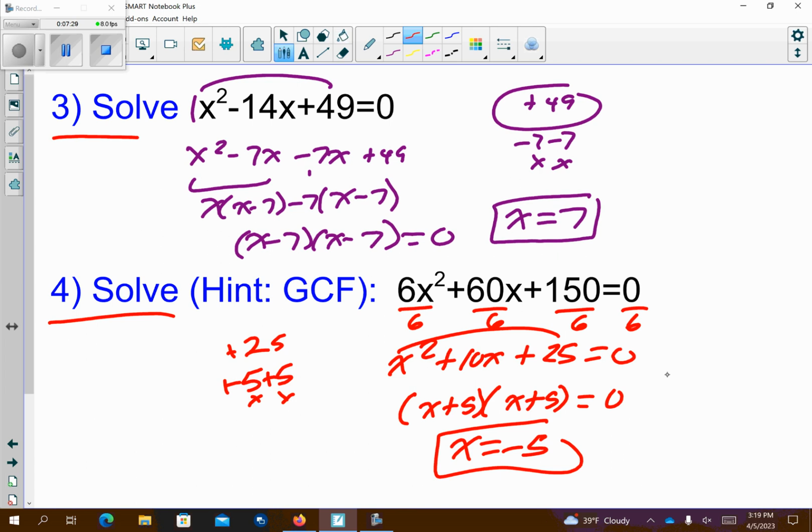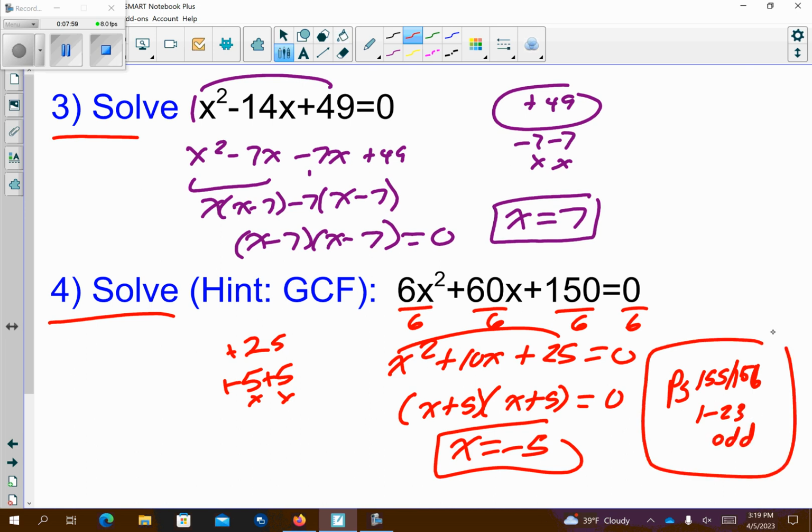Okay, so your homework for tonight will be page 155, 156, and we're going to do this. Let's just, excuse me. Why don't we do 1 through 23 odd on page 155, 156.